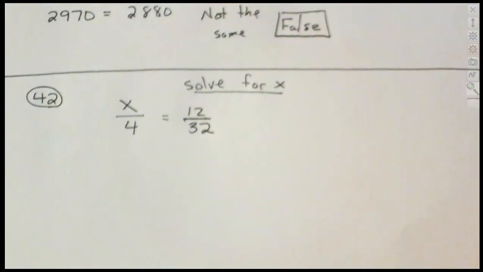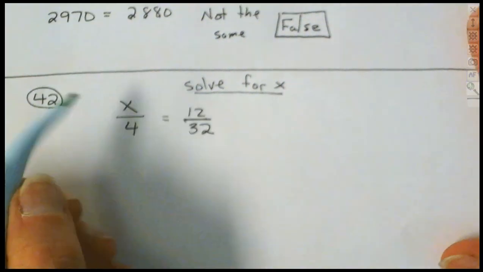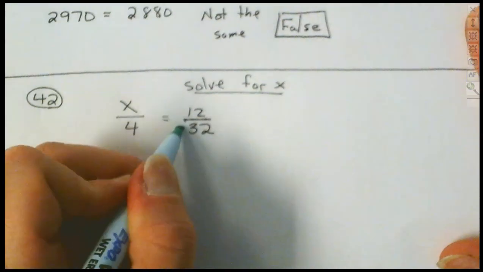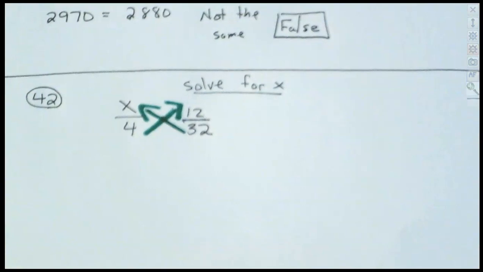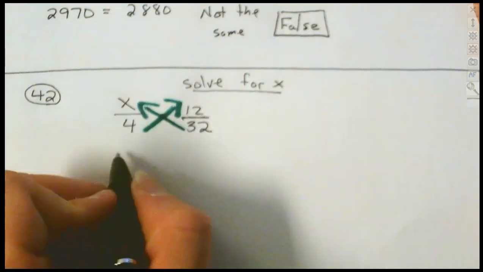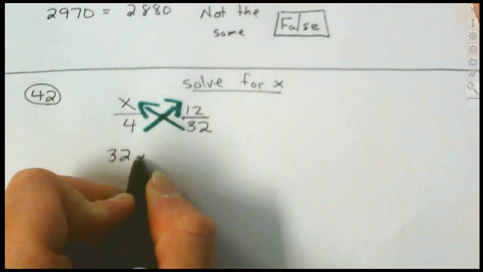And we want to do this by clearing out the fractions. Now, whenever you have a fraction equaling another fraction, so both sides are fractions, then we can cross multiply. So we can clear the fractions by cross multiplying. Okay, so this works when you have a fraction equaling another fraction. Cross multiplying, you get 32x.